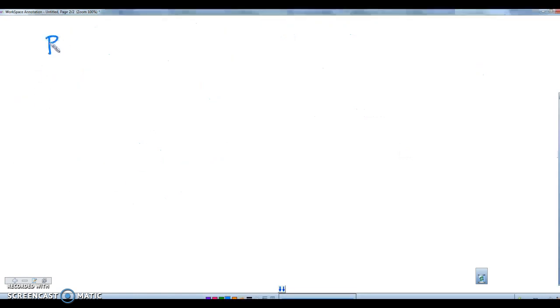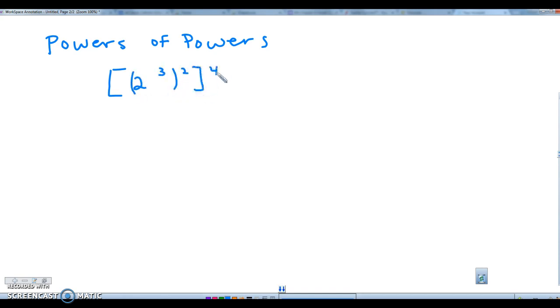I also want to talk about powers of powers. Meaning, what happens when I have 2 cubed, squared, to the 4th. That's a lot of powers. And I don't want to know that 2 cubed is 8, and then 8 squared is 64, and then 64 to the 4th. That's a lot of work. So how can I manage my exponents so I have 2 to the somethingth?